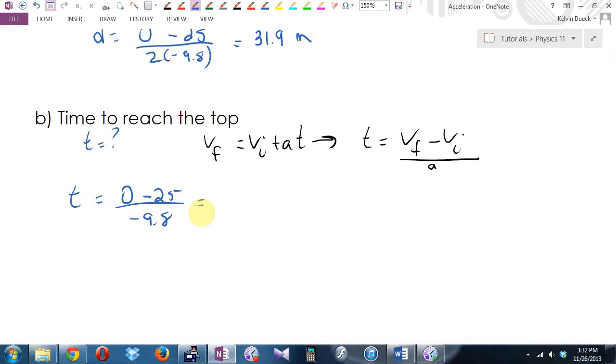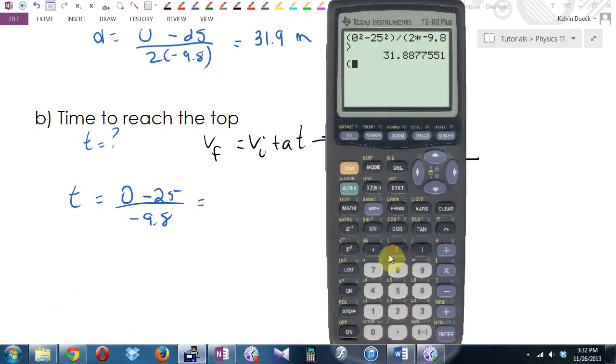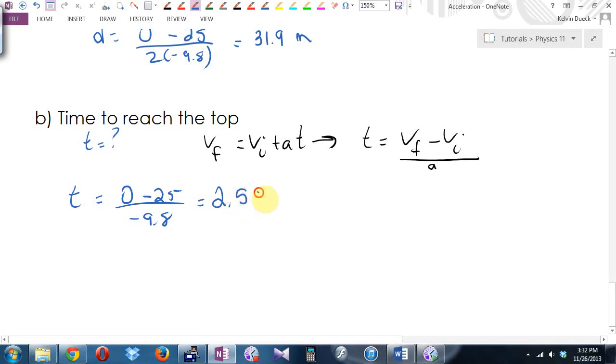Well, I heard that Einstein said you can travel backwards. No negative times for projectiles. Okay? Zero, take away 25, divided by negative 9.8. Looks like about 2.55 or 2.6 seconds. What else could I ask you to find?